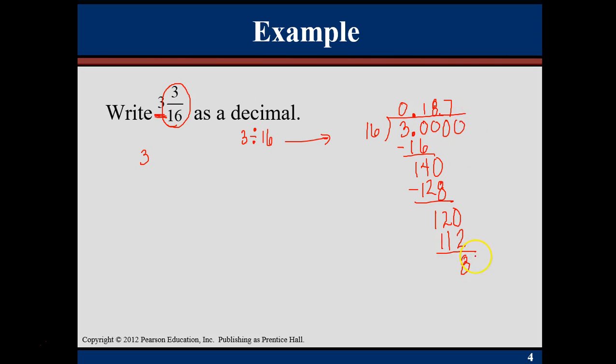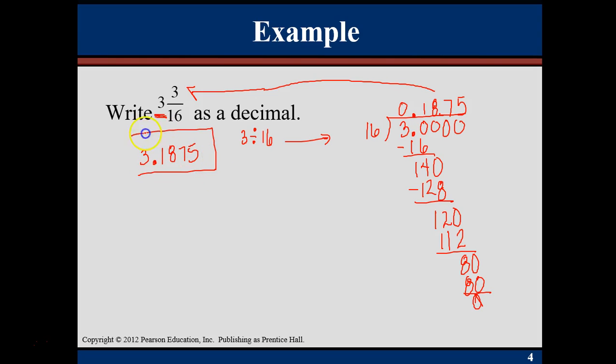When I add on one more 0 and bring that down, 16 goes into 80 5 times. And 16 times 5 is 80, and I'm finally done. 0.1875 is the decimal that represents 3/16. So if I want to say 3 and 3/16, I can take the 3/16 and then piece on the 3, making 3.1875. So 3 and 3/16 as a decimal is 3 and 1,875 ten-thousandths.